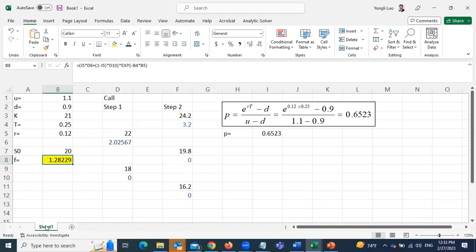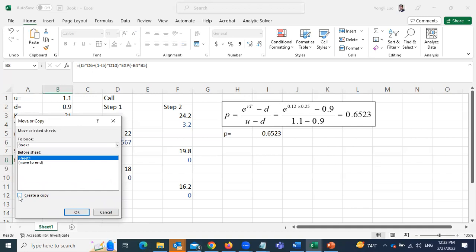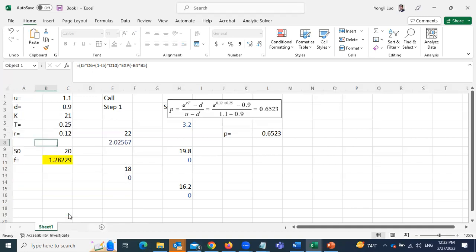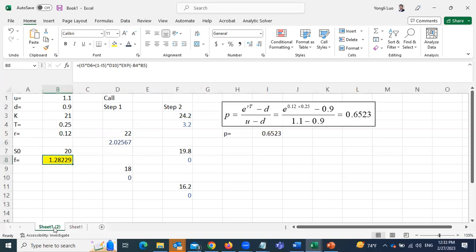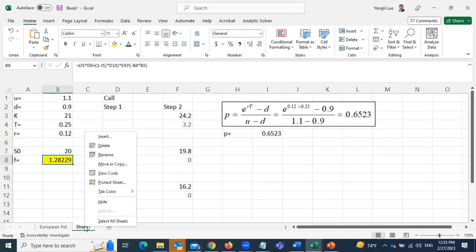Okay, now we make the same example, but now we have this one as a put option. Let's say it is a European put option. So what is the difference here when you do the put option? The first one we did is a call option.